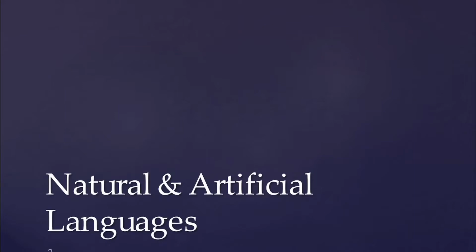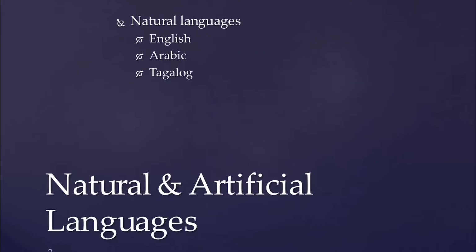To get a sense of artificial languages, we're first going to need to contrast them with natural languages. So what are natural languages? Let's start by just enumerating some of them. Natural languages would include things like English, Arabic, or Tagalog. Artificial languages, on the other hand, might include the language of set theory, the programming language of C, or first-order logic.